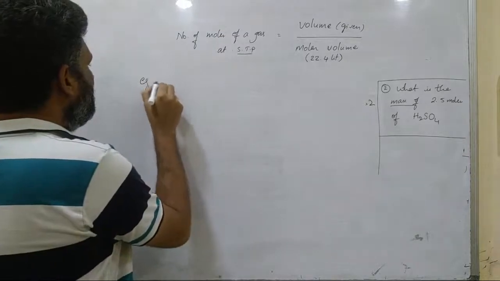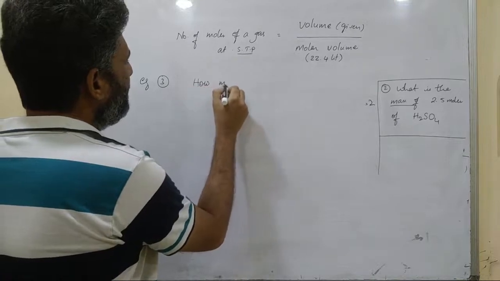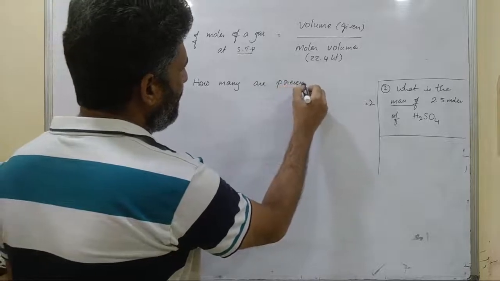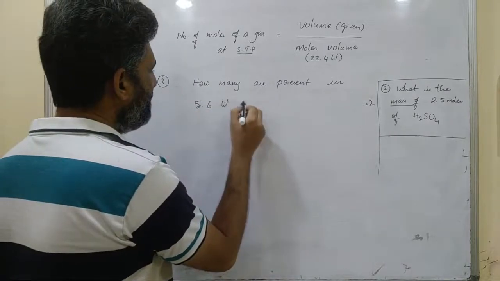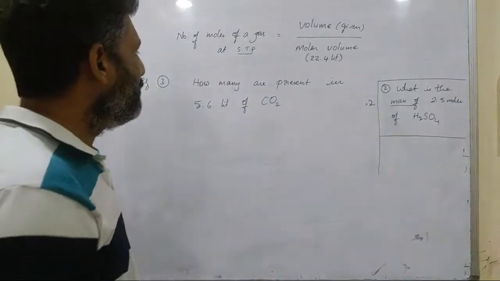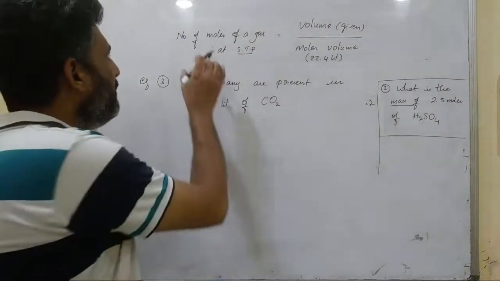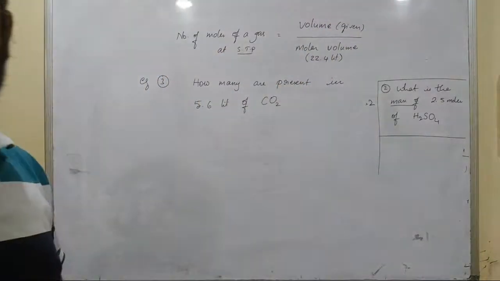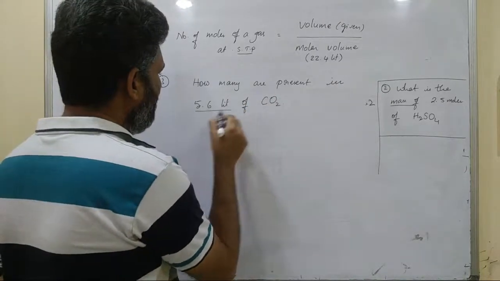Let us see an example. How many moles are present in 5.6 liters of carbon dioxide? So for this question, we don't need any atomic weight, since in the formula we have number of moles of the gas equals the given volume divided by molar volume. So the given volume, this is the volume given.